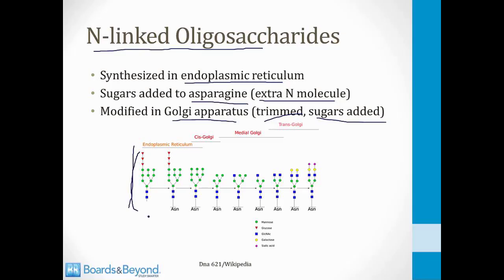So this is what the oligosaccharide looks like when it's initially added in the endoplasmic reticulum. It then moves through the Golgi apparatus going from left to right, and you can see that glucose molecules are removed, mannose sugars are modified, and so forth, so that the N-linked oligosaccharide is changed by the time it gets out of the Golgi apparatus and exits the trans-Golgi.